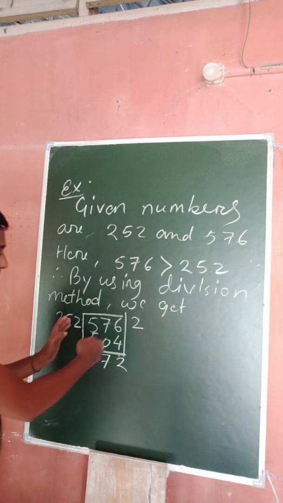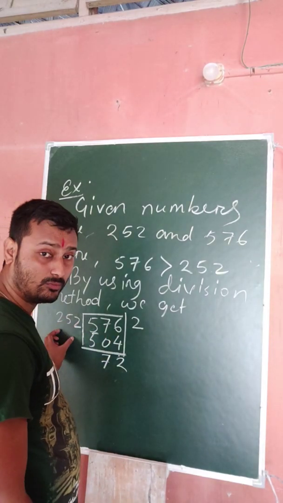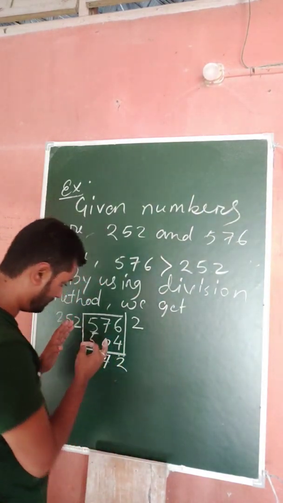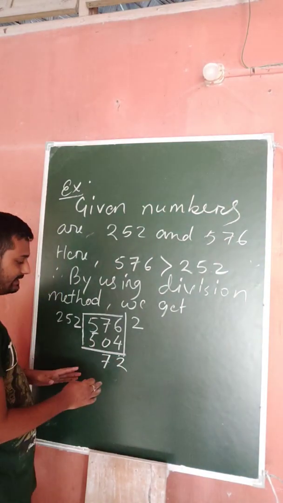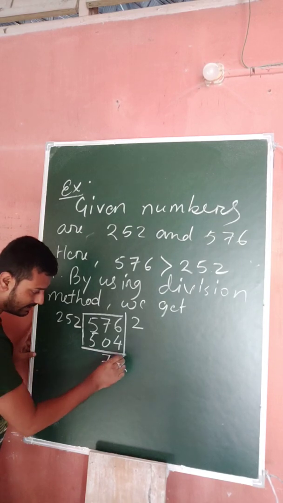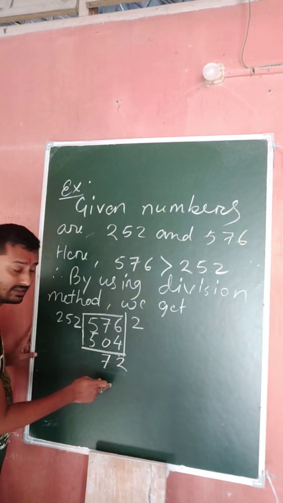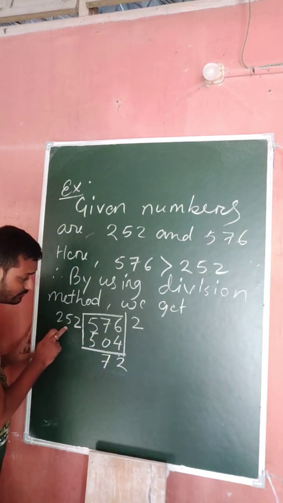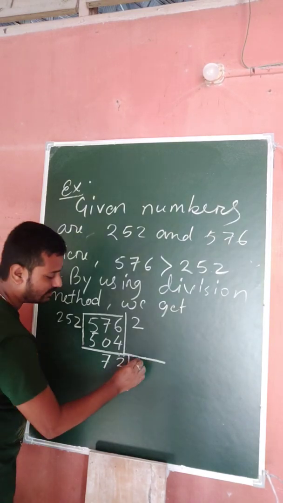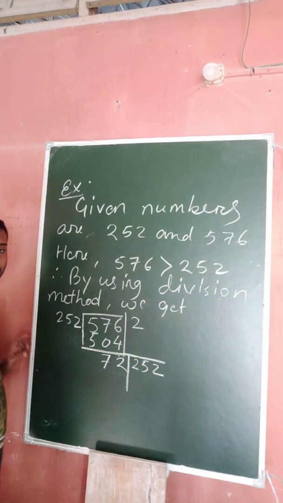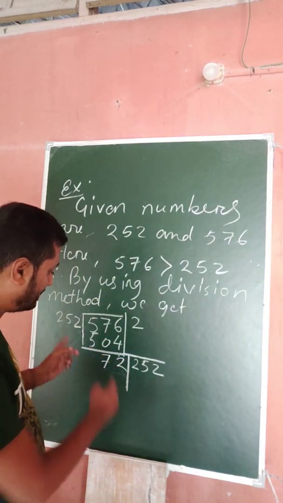So up to this step, this one is a simple division. Greater number you divide by the smaller number. Okay, so now pay attention to this step. This step is important. After this step, the remainder will be the new divisor, and the previous divisor 252 will be the dividend. That is like this. 252 now becomes the dividend, and the remainder 72 becomes the divisor. Now again you have to divide this.